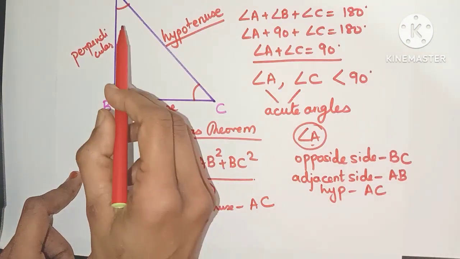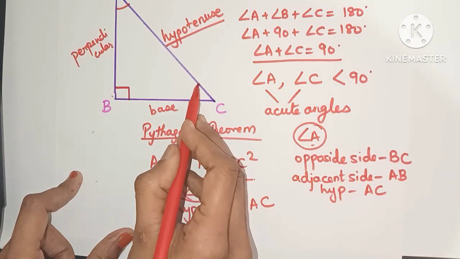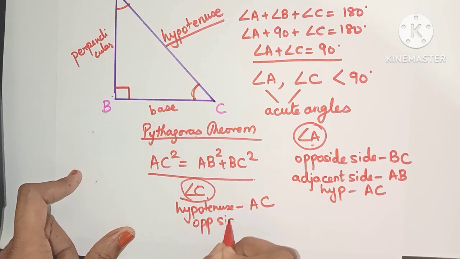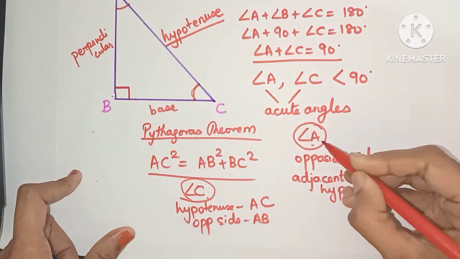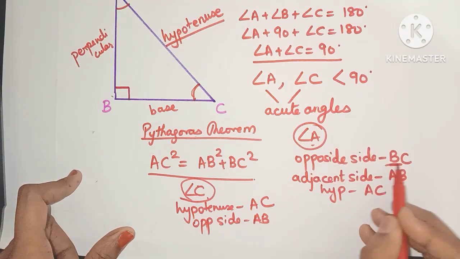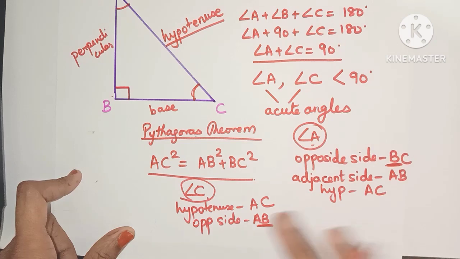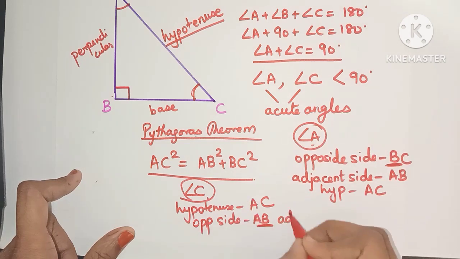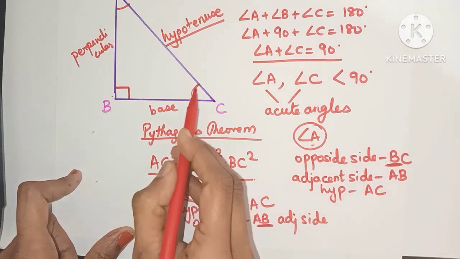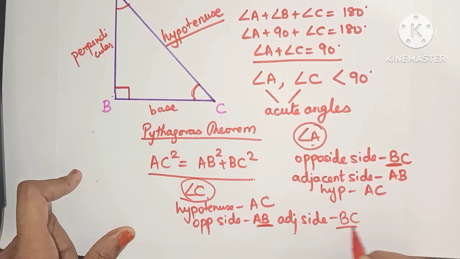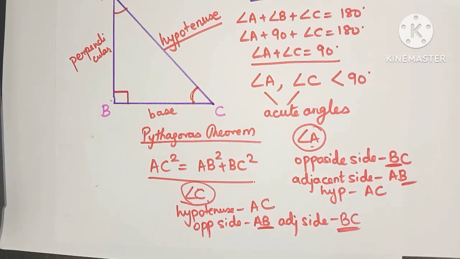Where is my opposite side for angle C? See, this is angle C. The opposite side is going to be AB. Did you see that, friends? So here in angle A, the opposite side is BC. Here the opposite side is AB. So when you change the angle, the opposite side also changes. So the opposite side is AB, and where is the adjacent side for angle C? It is BC. See? So that also has changed. So as your angle changes, the side name also changes.